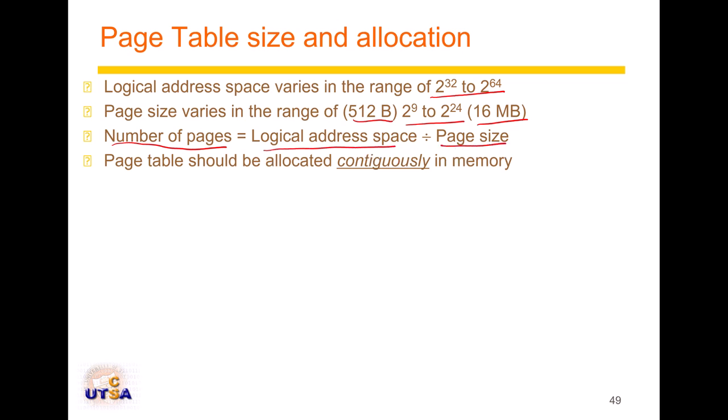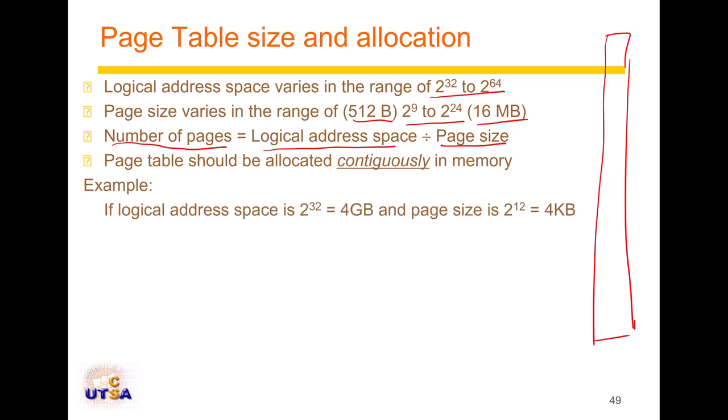The trouble with that is in single level paging, that whole page table should be allocated contiguously in the physical memory. So let's just say this is our physical memory, and let's look at a specific example. Let's assume that the logical address space is 2 to the power 32. So we are using 32 bits in our logical address space. Simply that means a 4 GB logical address space.